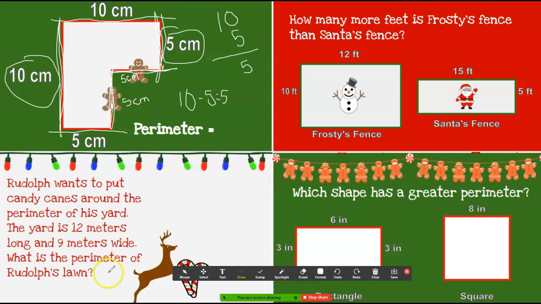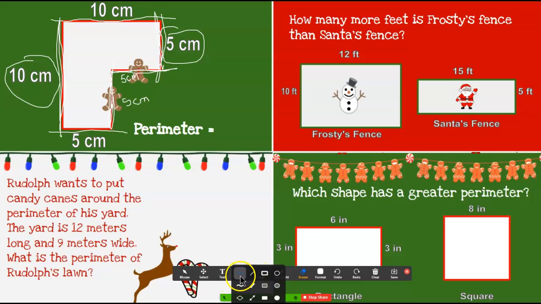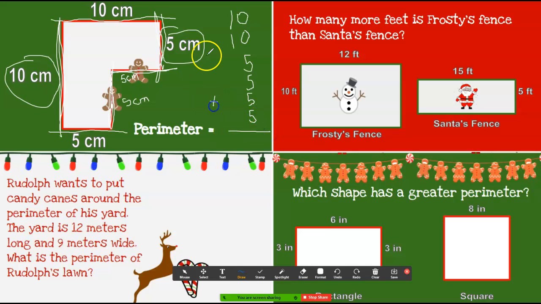Okay? Now you have all of your sides. So now what you're going to do is add up all your sides to find the perimeter. Now this is the tricky part. You need to make sure you do it carefully so you don't leave out any numbers. Okay? So I have 10, 10, 5, 5, 5, 5, 5, 5, 5, 5. We're going to add those together.